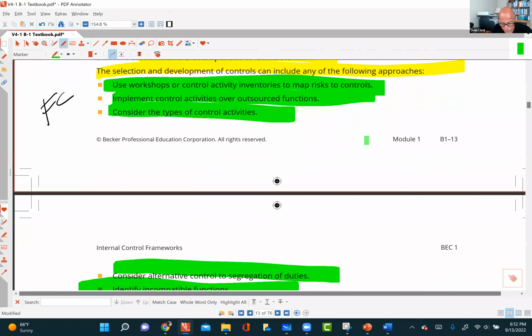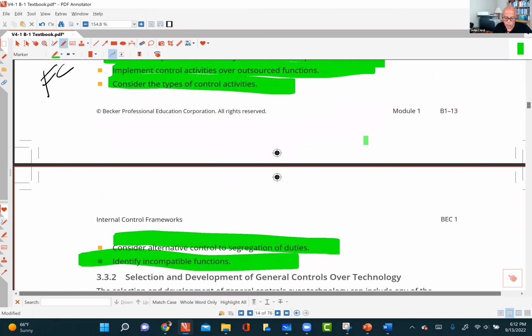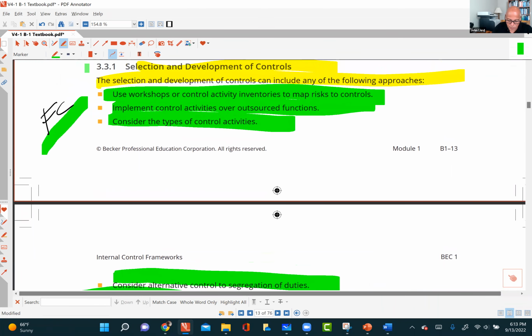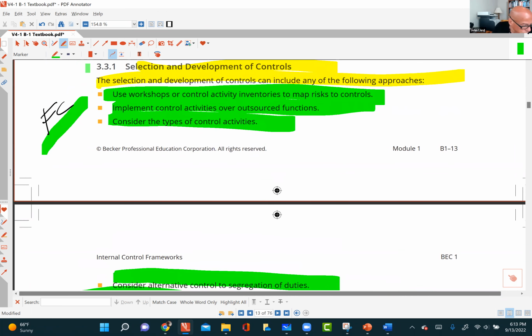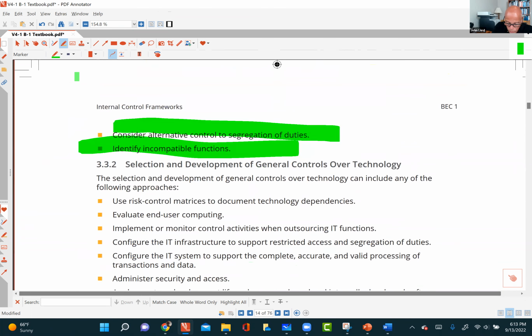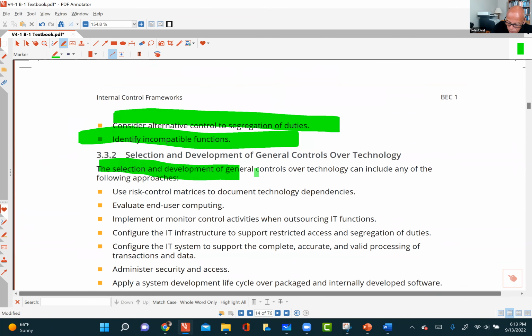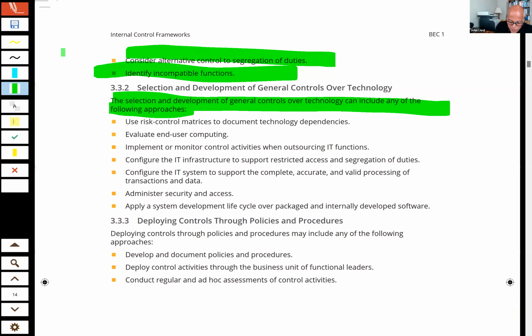Okay, good. So now you come back and you take a look at the textbook. And so different development of controls, consider all alternative controls, and then identify incompatible functions and whatnot, and just continue to make those improvements. So why don't you go ahead and flashcard, as I asked you to, the nature of the kind of control activities that would help you to mitigate some of these risks. And then the selection and development of general controls over technology can include the following. Let's flashcard that, because you know that technology is here to stay, right?